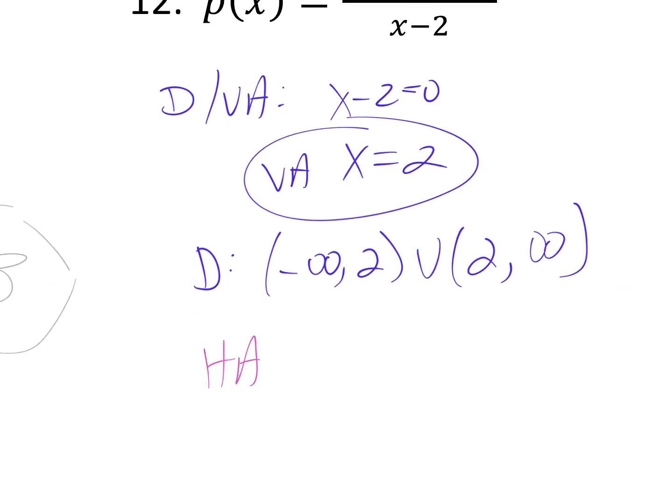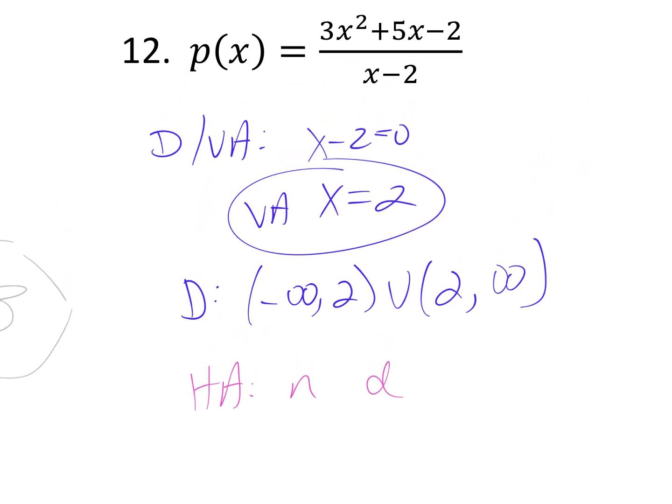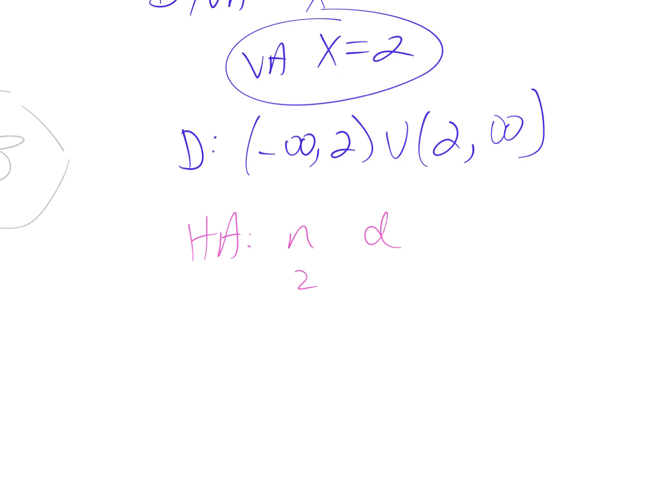Horizontal asymptote. Compare numerator degree to denominator degree. What is the degree of the numerator? 2. What's the degree of the denominator? 1. 2 is greater than 1. What is your answer for horizontal asymptote? None. That means what? There is a slant asymptote.